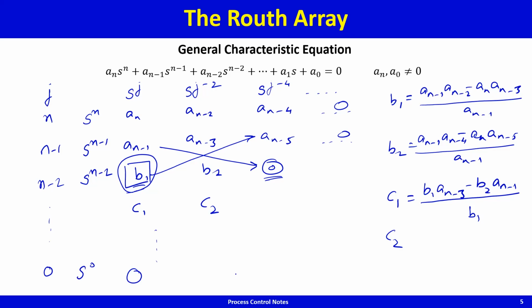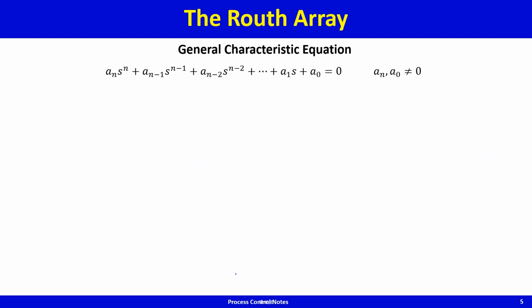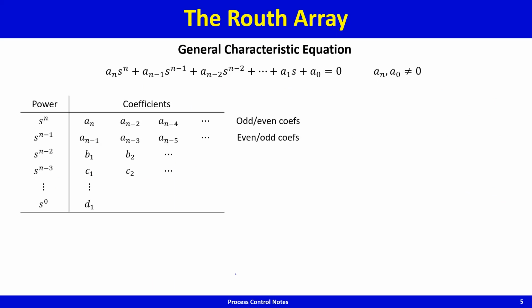So you get a triangular kind of looking array which is called the Routh array. And once you have the Routh array, what you do is look at the first column, and all these elements should have the same sign. If there is a sign change, the number of sign changes is equal to the number of right half plane roots for this characteristic equation.